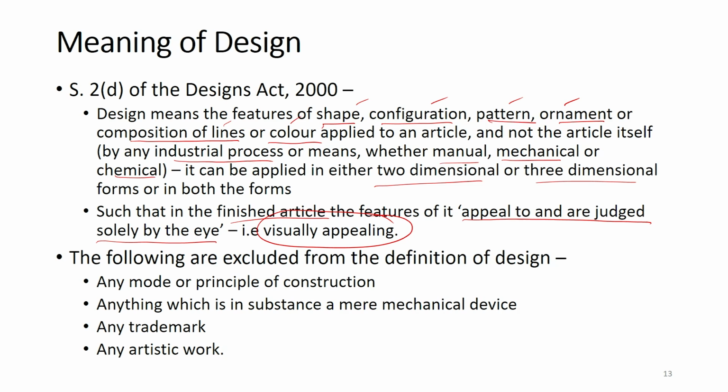Design must be visually appealing. There are certain exclusions. Any mode or principle of construction is not registrable as design. Anything which in substance is a mere mechanical device is not registrable. A trademark is not registrable. An artistic work is not registrable. To learn more about the interface between copyright, the artistic work, copyright in artistic work and industrial design, you may refer to section 15 of Copyright Act.